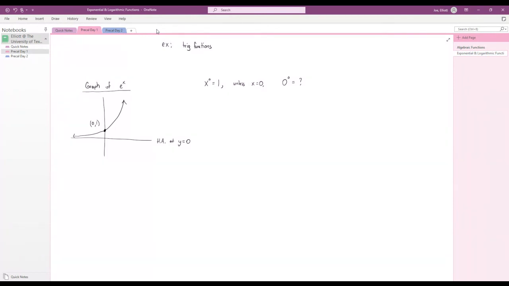Talking a little bit about the logarithms, specifically the natural log function.